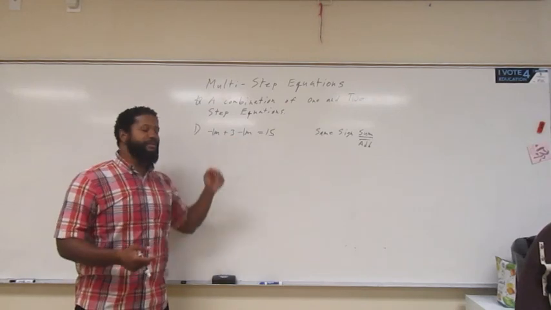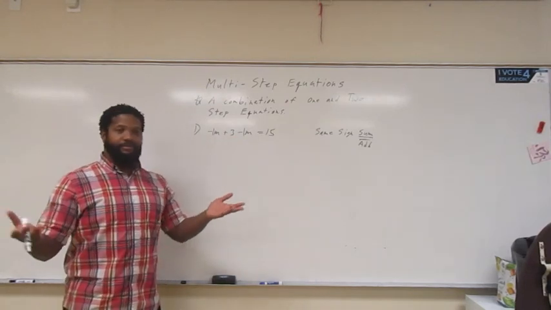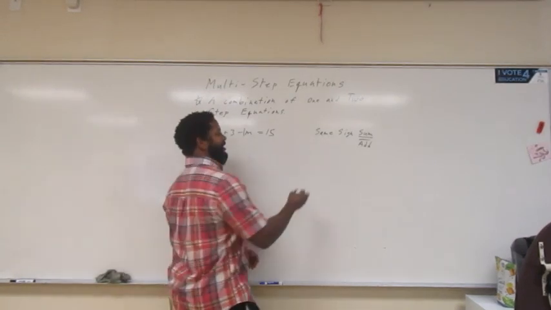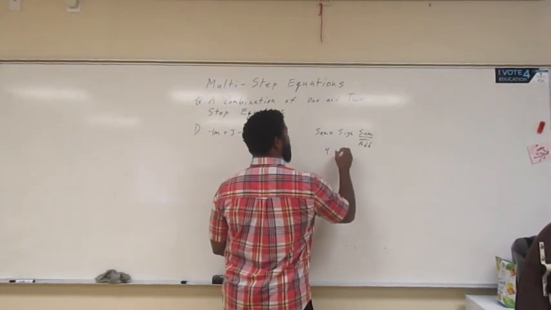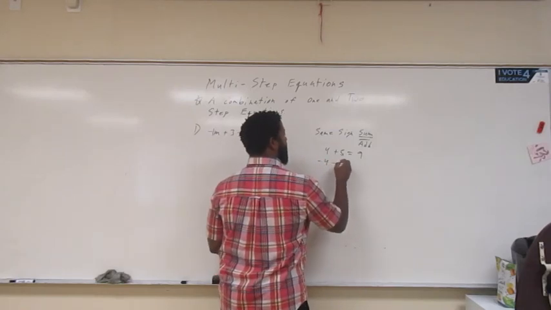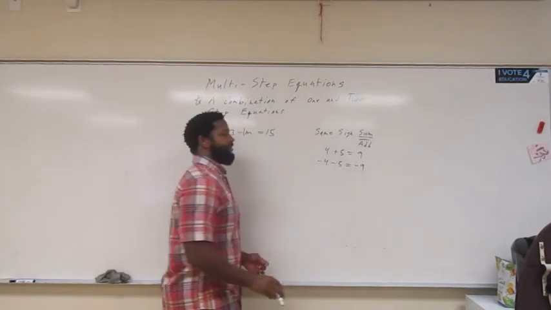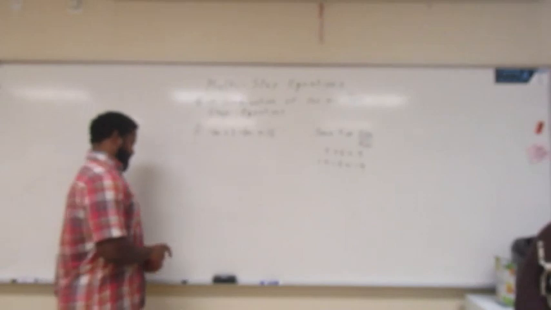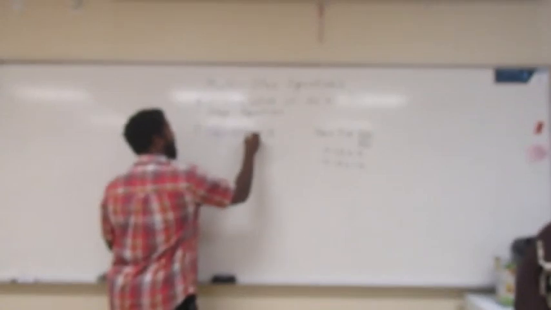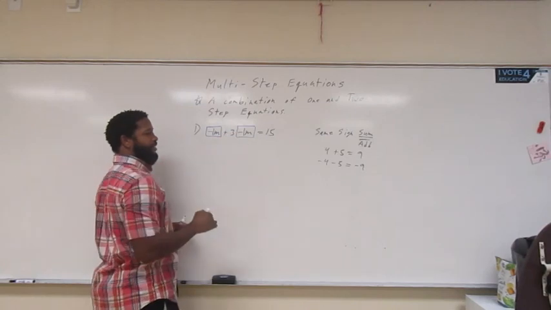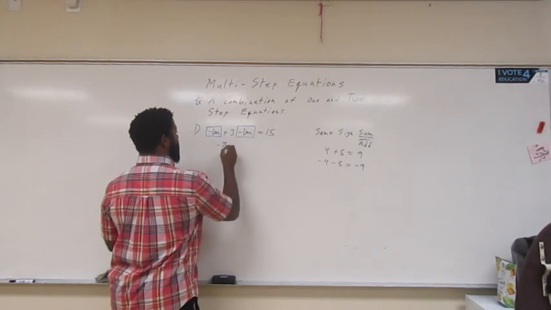So what's negative 1 minus 1? Negative 2. You just said same sign sum. And 4 plus 5 is equal to 9. Negative 4 minus 5 is equal to a negative 9. Same sign sum. Okay? Be careful. So therefore we have, what's negative 1m minus 1m? Negative 2m. There you go.